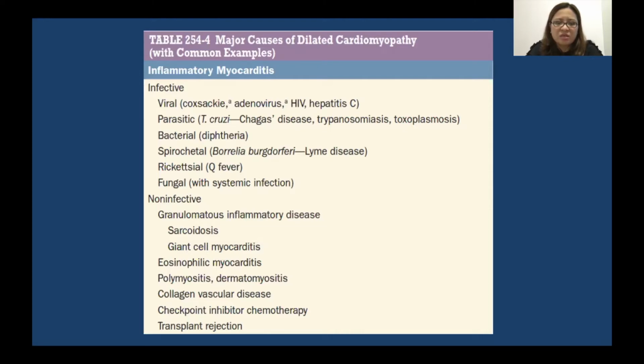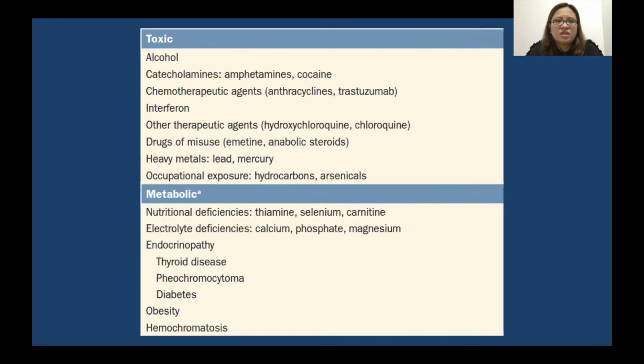Others include eosinophilic myocarditis, connective tissue disorders, collagen vascular diseases, and use of chemotherapeutic agents. Also included is transplant rejection. Toxins such as alcohol and catecholamines such as methamphetamine and cocaine, and chemotherapeutic agents commonly caused by anthracyclines such as doxorubicin and trastuzumab, which are usually used for breast cancer, are the common causes of dilated cardiomyopathy.